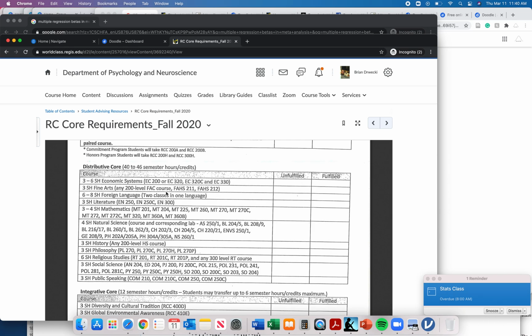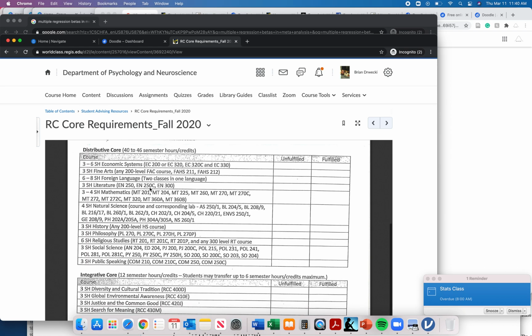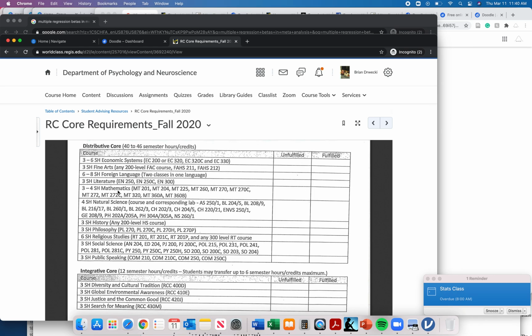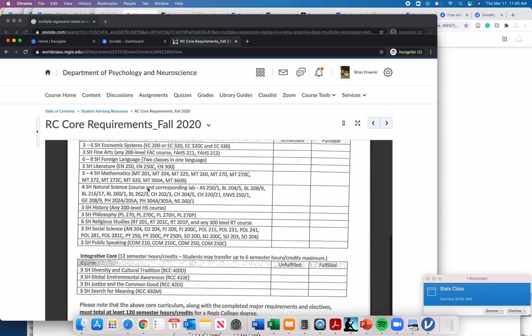3 semester hours of fine arts core. Fine arts, art history. It's usually the art history courses. It's not the making fun art courses. Foreign language, you need 2 classes in one language. 3 semester hours of literature, EN 250, EN 300, which is for English majors. Mathematics, you've seen all the mathematics stuff. I do recommend stats for life sciences. I forget which number that is. For psych majors, stats for life sciences is great and doesn't require any pre-testing.